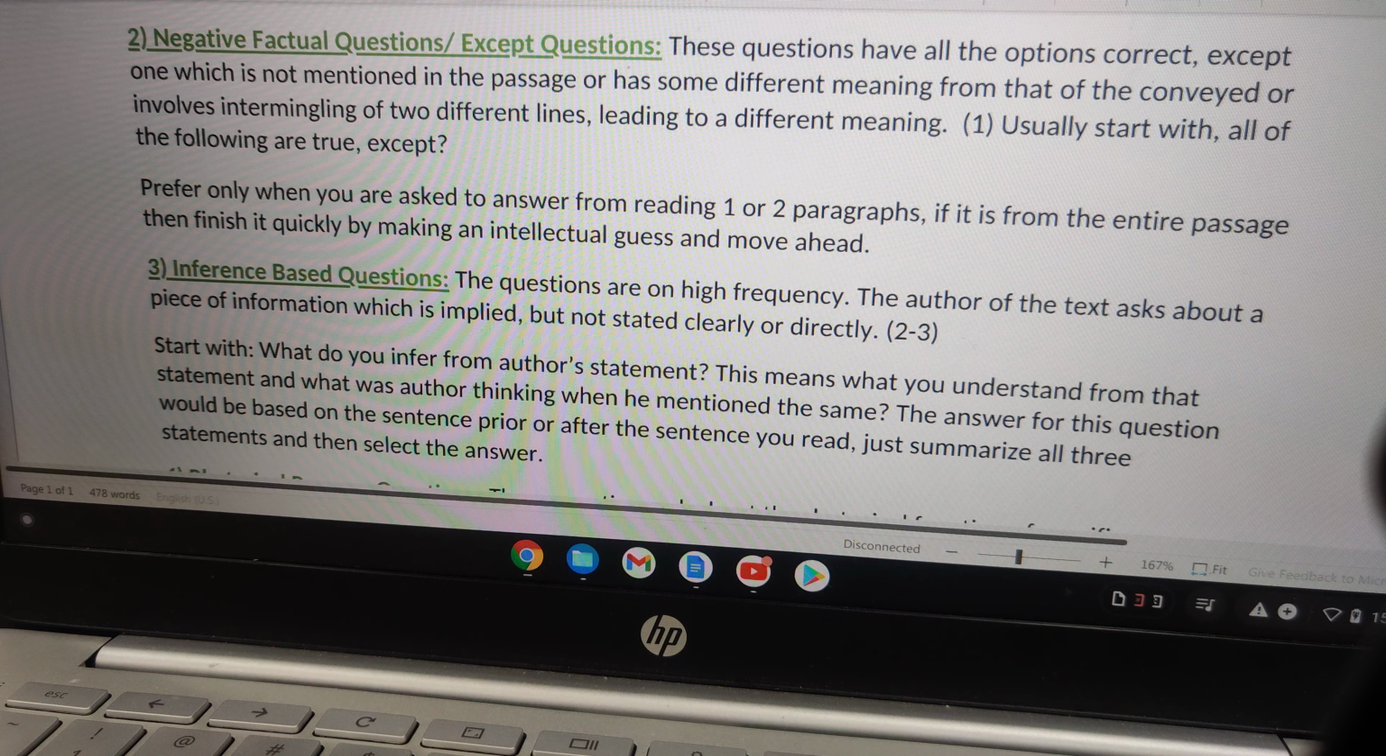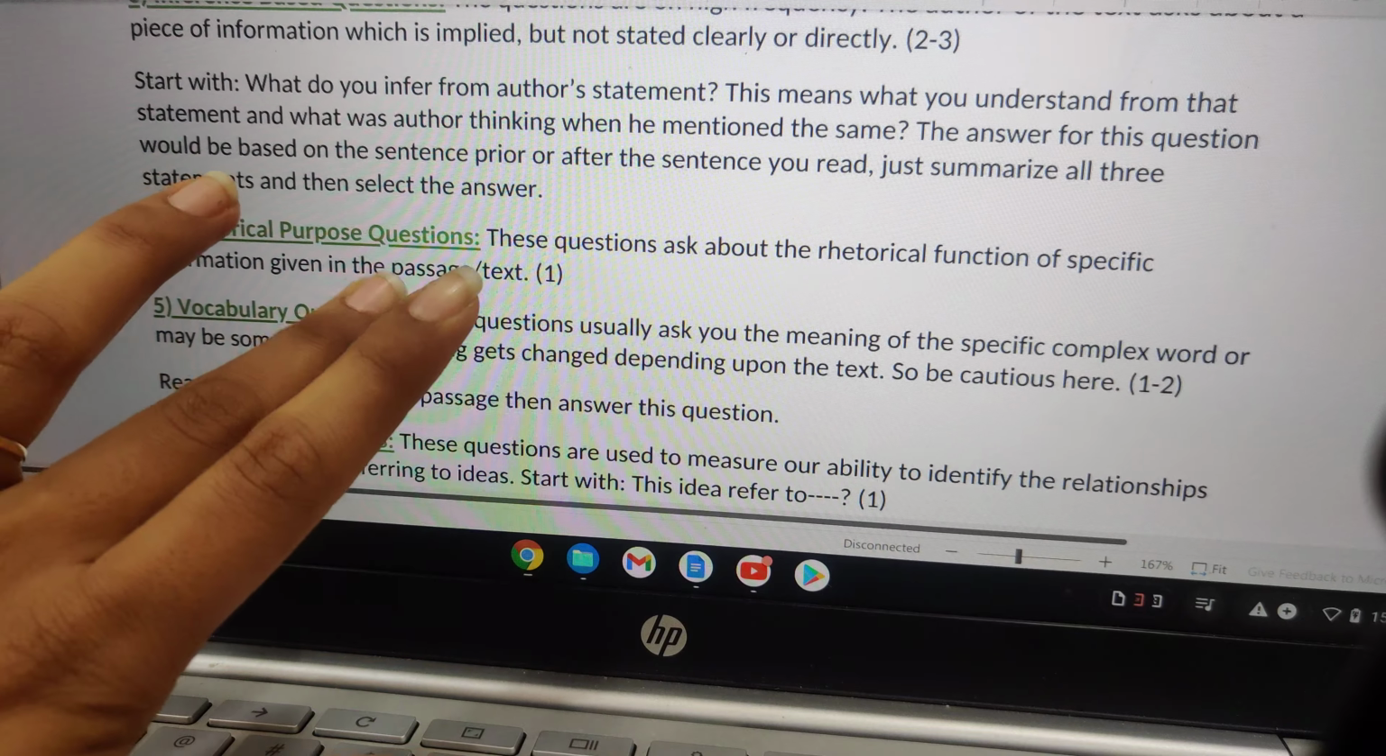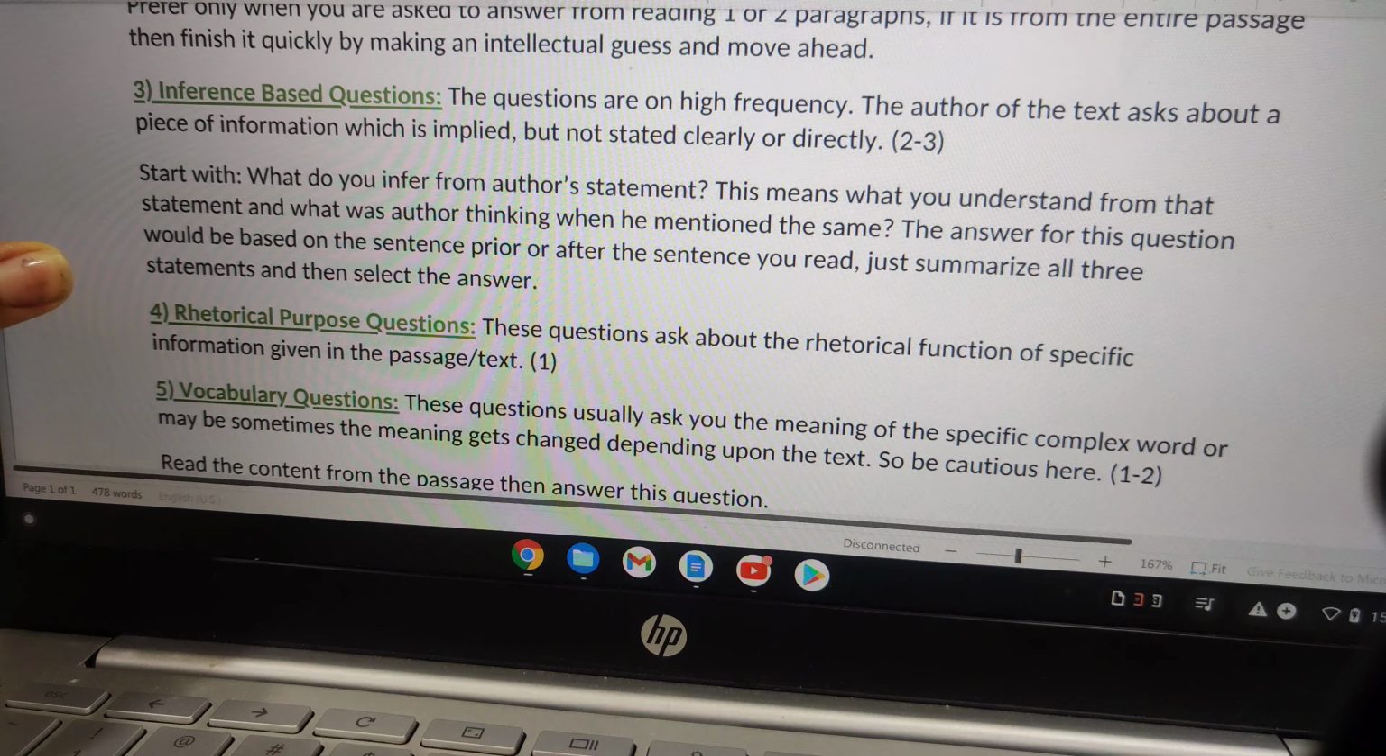But it's not really possible in such a shorter span of time to just quickly complete the questions and do such a difficult one. However, it depends upon the practice. Coming to the third question type, that's an inference based question.